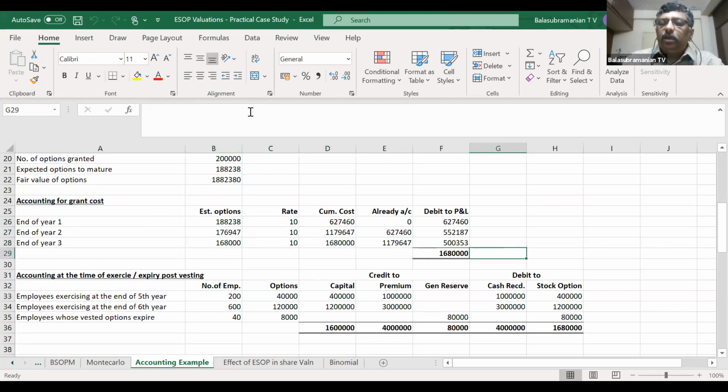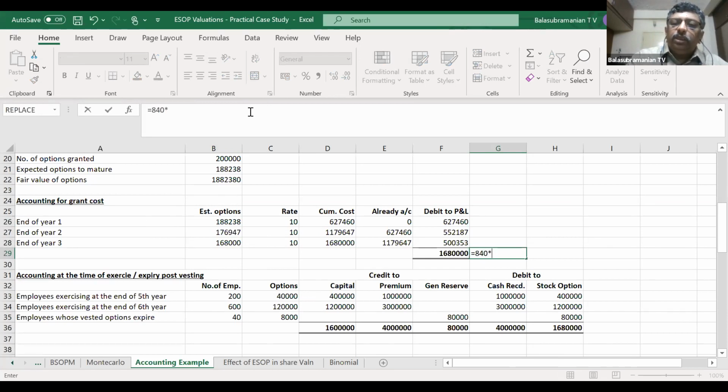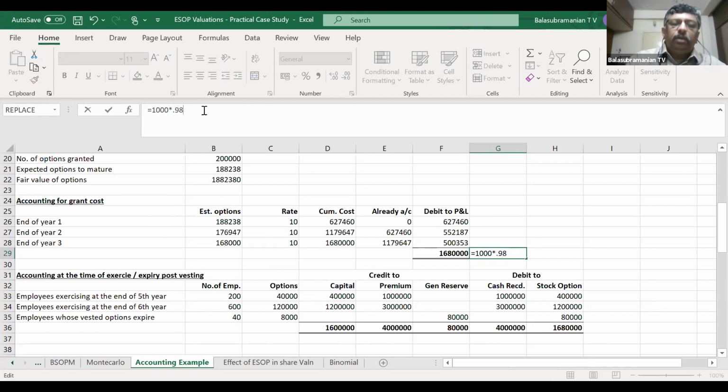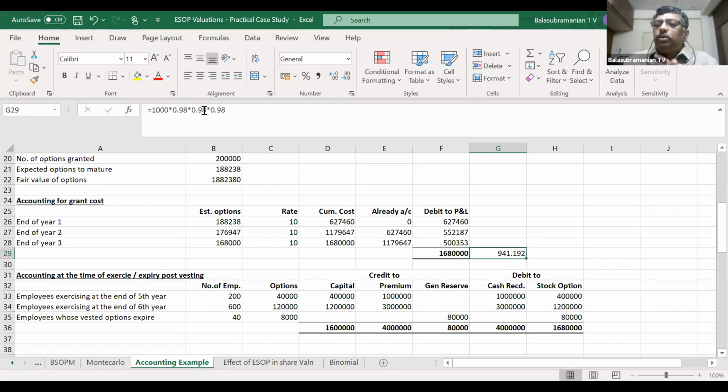So by the time we reach here, we have accounted for only 840 employees into 200 into 10 rupees. That's what we have accounted ultimately. Whereas we started with 1000 employees, right? Or rather 1000 into 0.98 into 0.98. So we expected some 941 employees to remain. Whereas we have accounted not for 941 employees, we have accounted only for 840 because these lapses have happened during the vesting period. Now, whatever happens post vesting period is not taken to P&L, right?